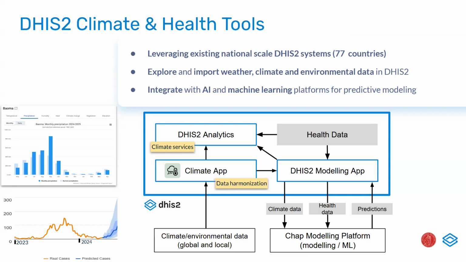What we have done, I just want to start with the end, in a way. You see the box here. You see the CHAP modeling platform. We have the data analytics. We have the health data. We have the climate app. Then, through the modeling app, we have visualization, data input, data output, in order to be able to combine the data of the health and the climate. And then we have this one outside, the CHAP modeling platform, where we have done, through the last year, everything we have learned from making an innovative platform like DHIS2, we do the same for modeling.